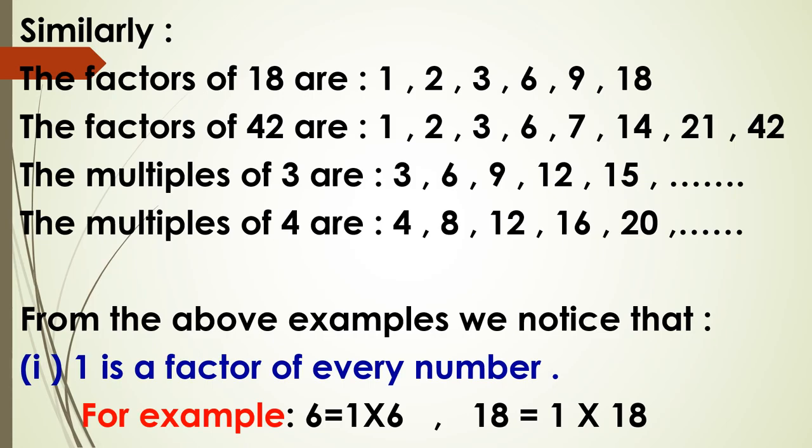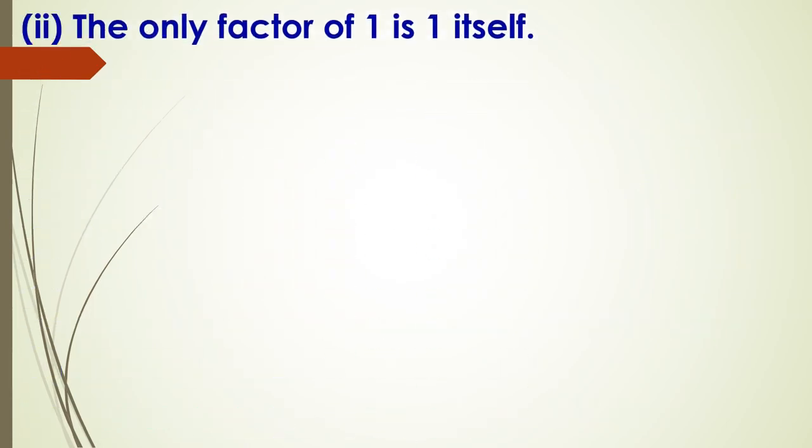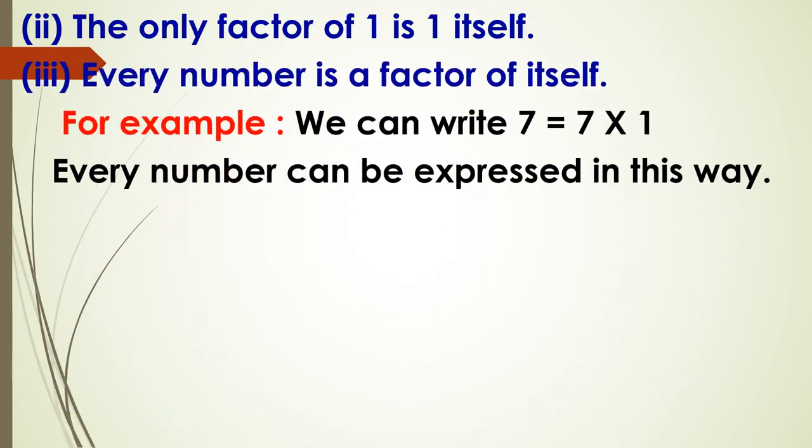Second, the only factor of 1 is 1 itself. The factor of 1 is only 1. There is no other factor of 1. Third, every number is a factor of itself. Each and every number is a factor of itself because that number comes in the table of itself.